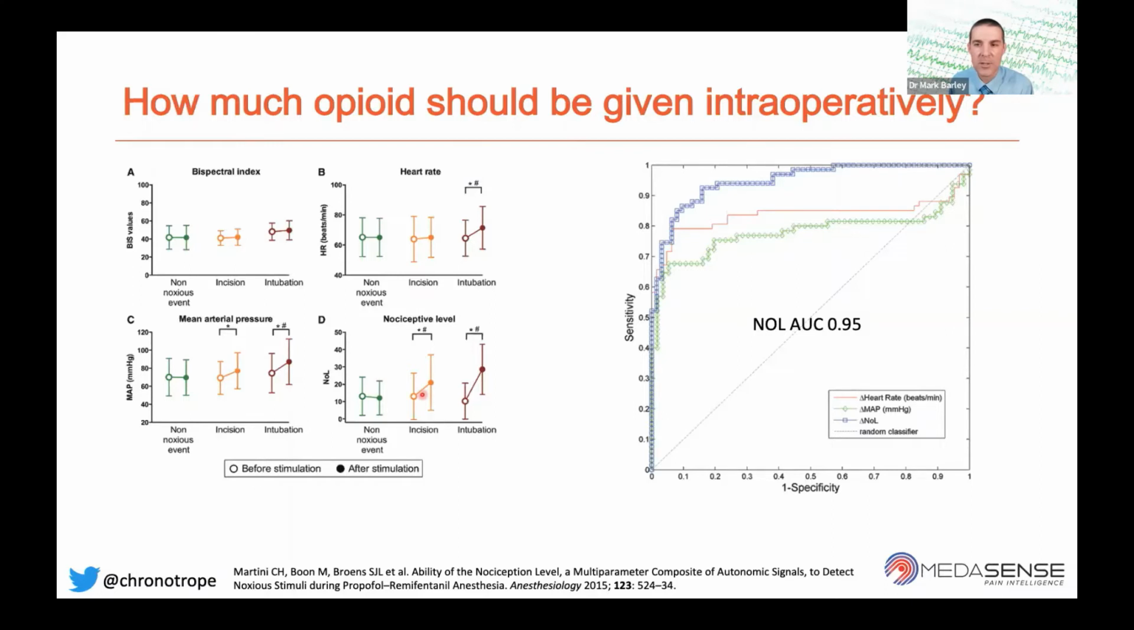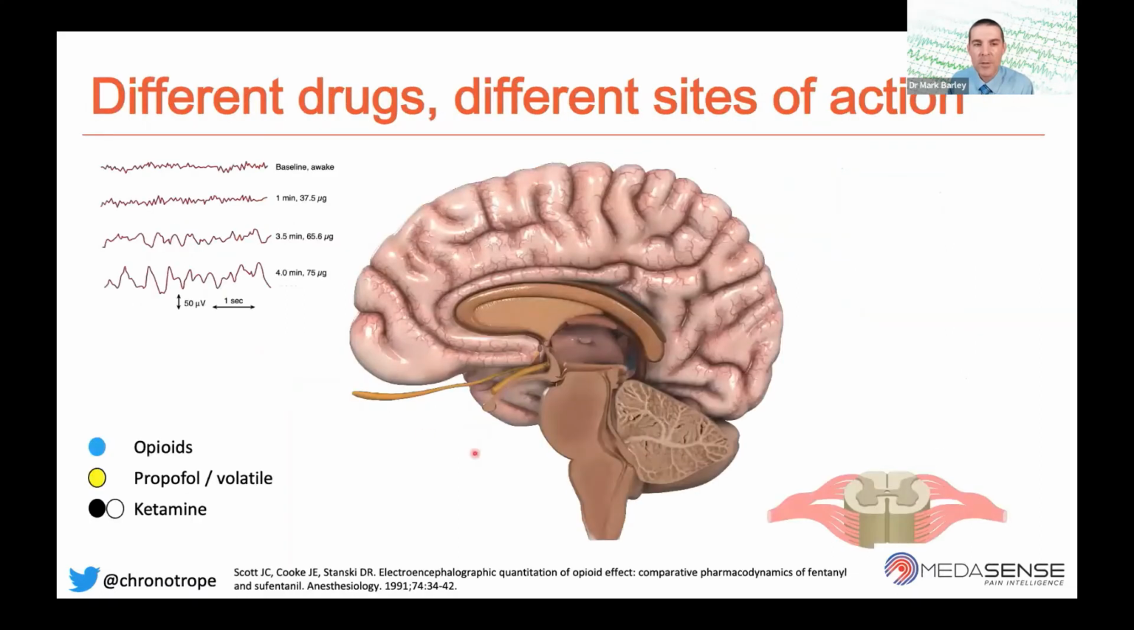The NOL seems to perform very much better, with a statistically significant increase in NOL value when a noxious stimulus is applied. The drugs we use all work on a different range of receptors and pathways to induce the anesthetic state. An interesting observation is that as we increase the amount of opiate we give to our patients, we see the EEG slow down to a delta dominant EEG, as we see at the bottom, and this is plasma effect site concentrations of sufentanil.